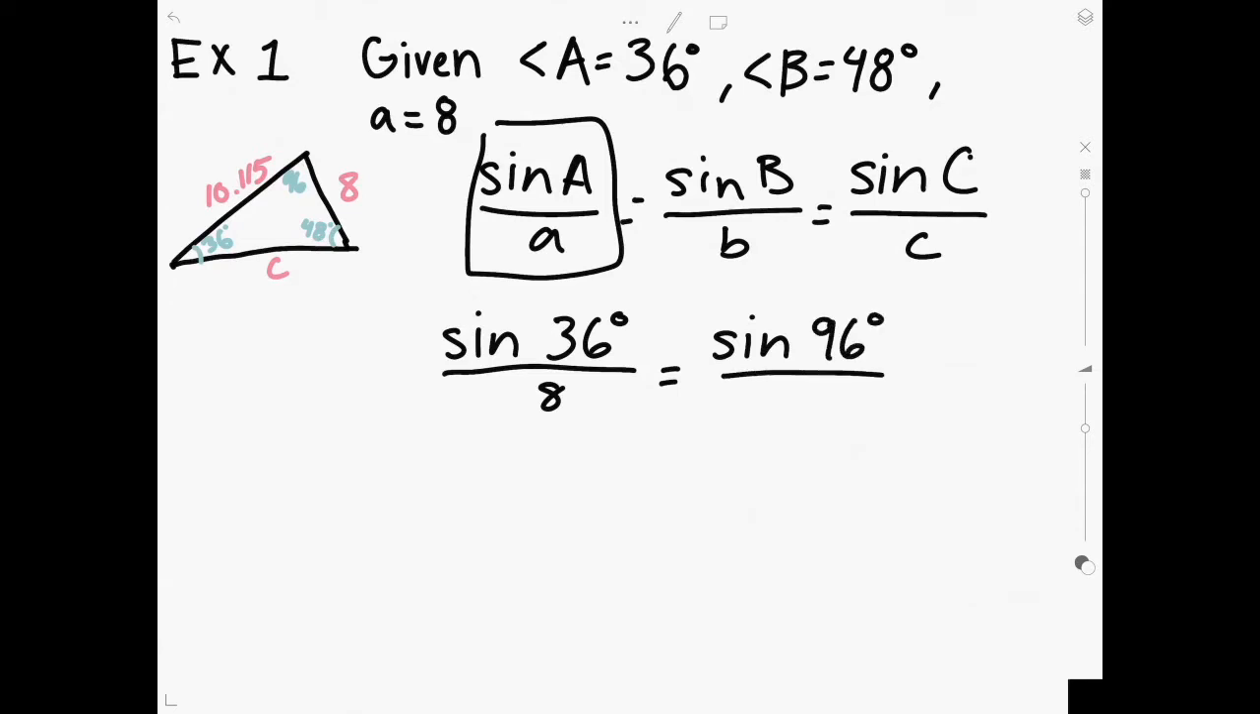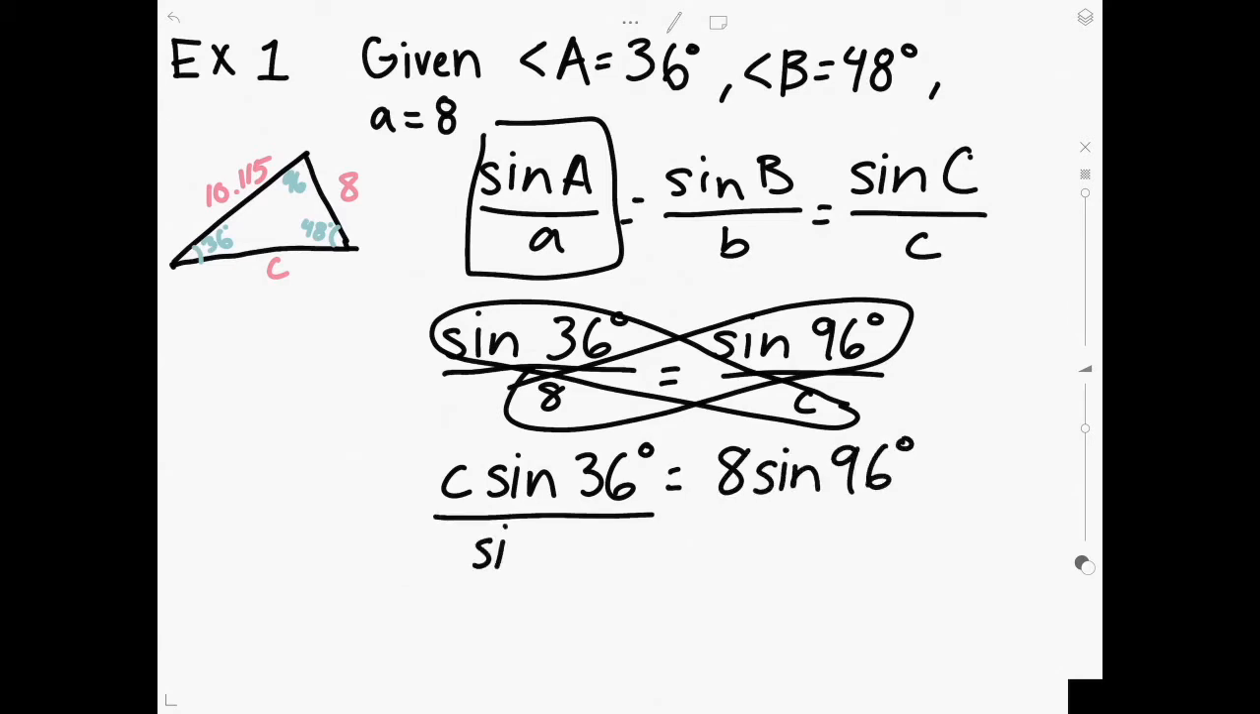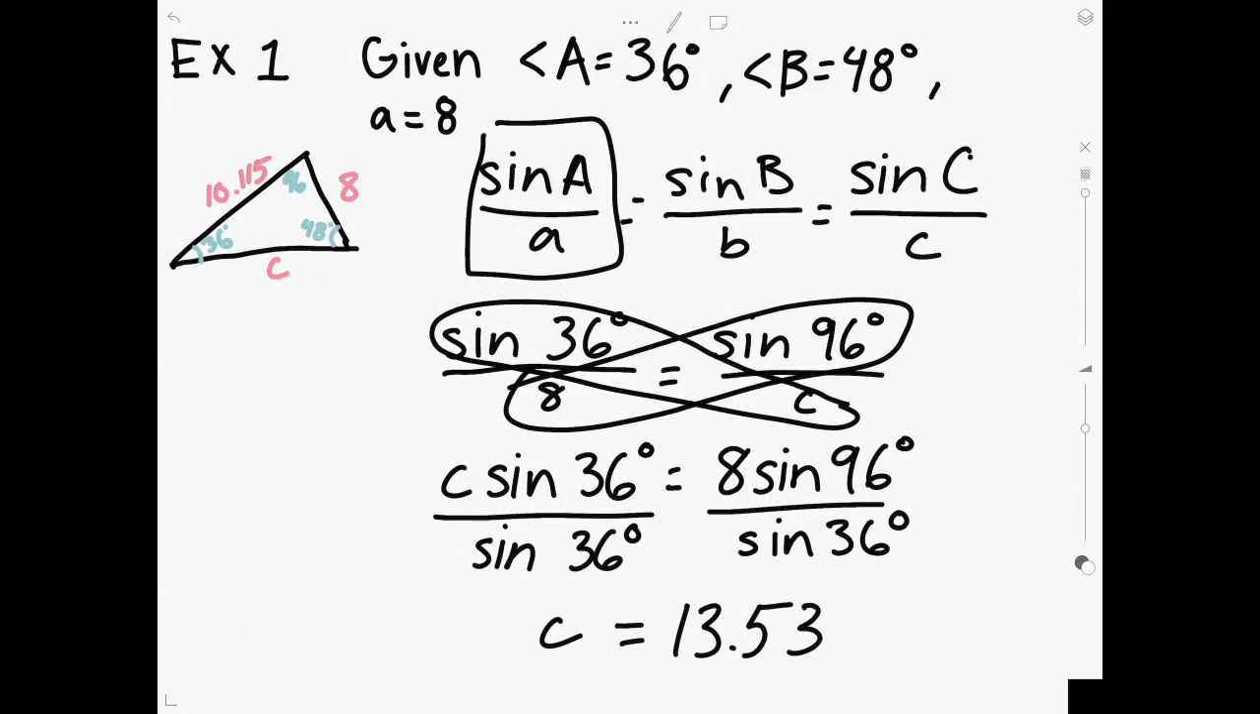We'll cross multiply again, which leaves us with c times sine of 36 degrees equals 8 times sine of 96 degrees. We'll isolate c by dividing sine of 36 degrees out of both sides. And if you plug what's on the screen into your calculator, you'll get c equals 13.536. That was the last value we needed to find, so there you go.